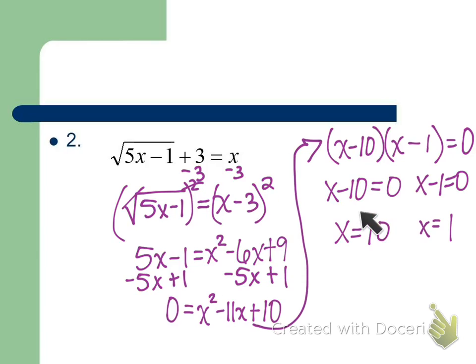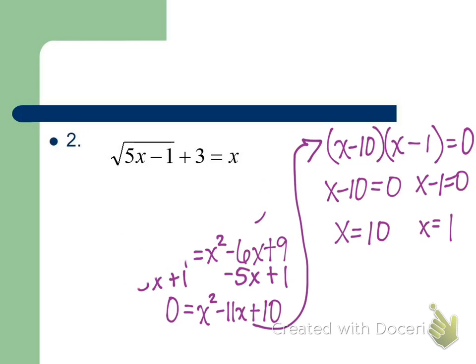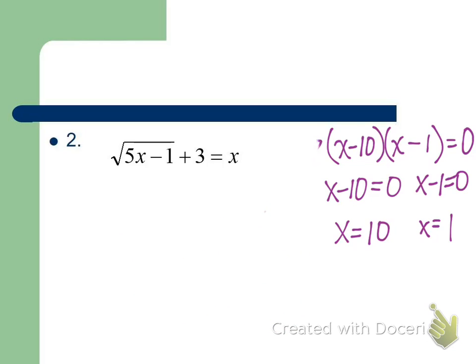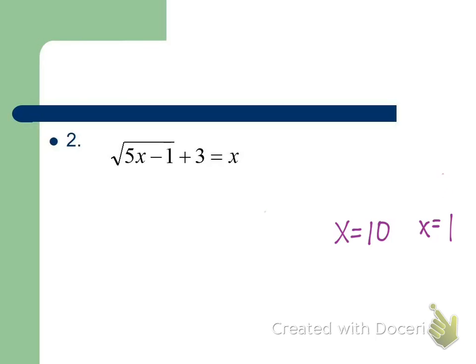Are we all good if I erase this so that we can do our check? Okay. When we check it, we go back to the original problem. So we are checking to see if either of our answers or both of our answers are extraneous, meaning it seems like it should be an answer, but it doesn't actually work out. So we have 5 times 10 minus 1, all under the radical, plus 3 equals... What should I be setting this equal to? 10. If I plugged in a 10 for the first x, I need to plug in a 10 for both x's.